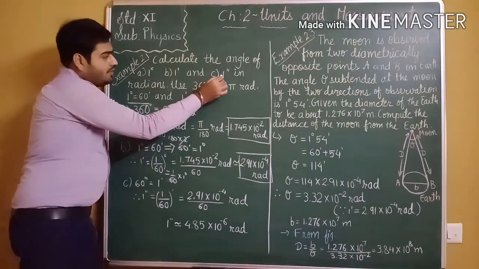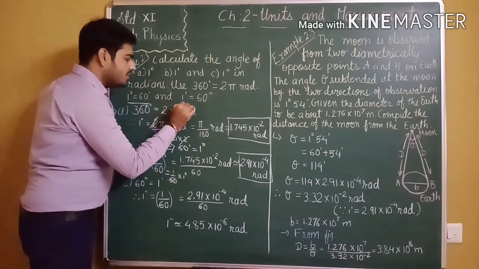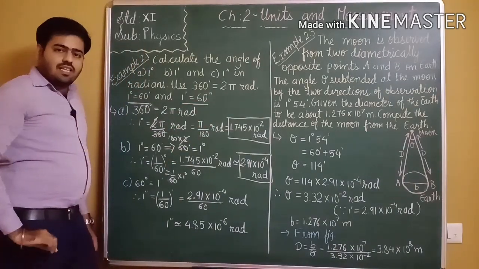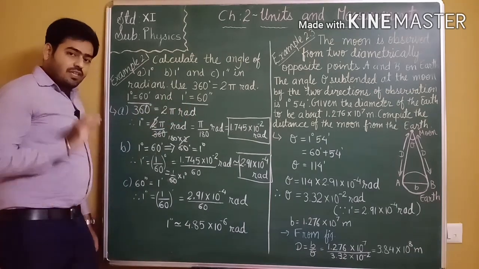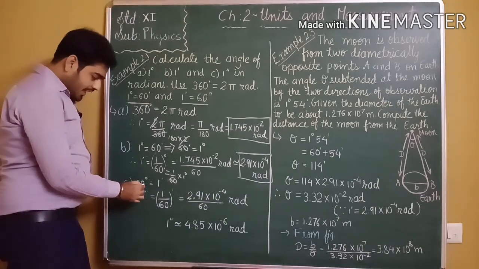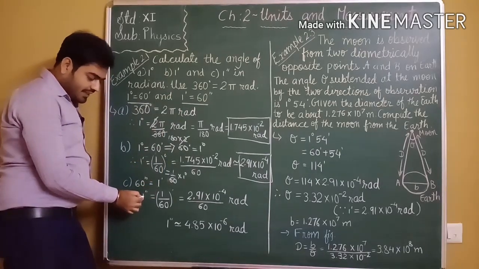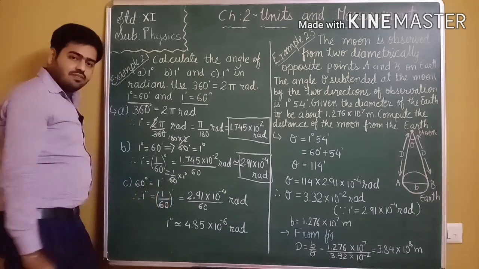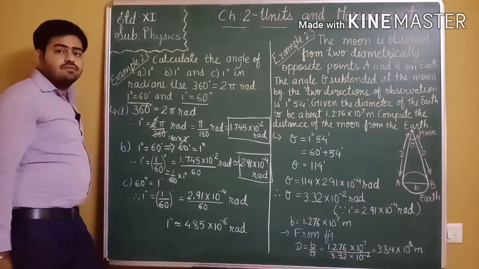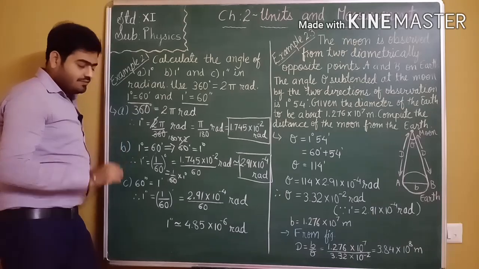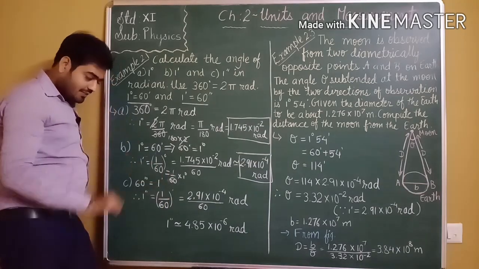Now next we have to convert 1 second into radian, but a relation is available to us. 1 minute is equal to 60 second. It means second is very small in comparison to minute. 60 second is equal to 1 minute. Therefore 1 second is equal to 1/60 minute. It means 1 second is the 60th part of a minute.